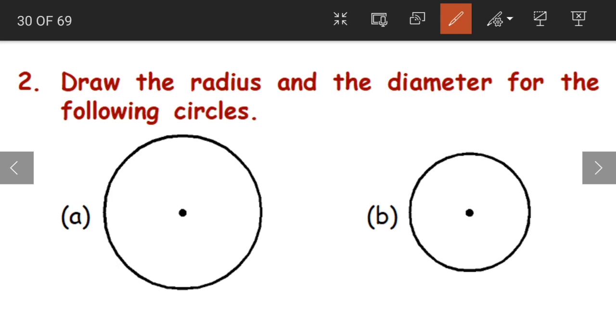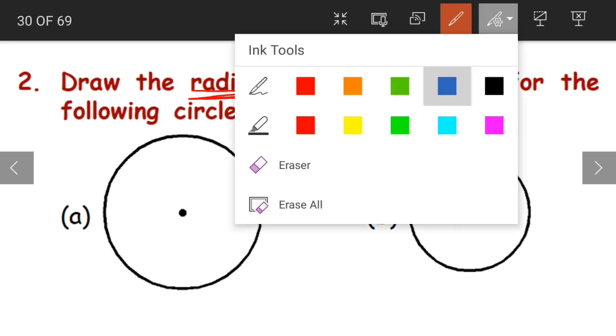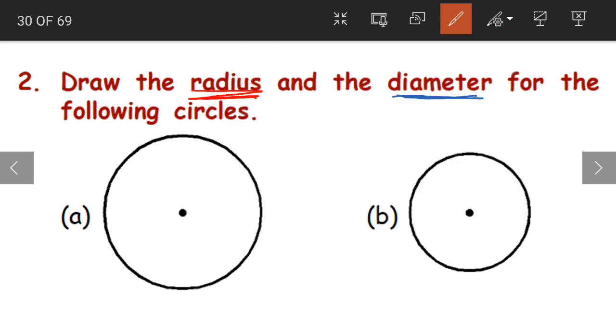Now question 2. Draw the radius and the diameter for the following circles. So we'll draw the radius with color red and we'll draw the diameter with color blue. Okay, children? See, now coming first to the radius. How to draw the radius? We have to join a line segment. Put any point on the circle, anywhere on the circle, and join the center and line segment.